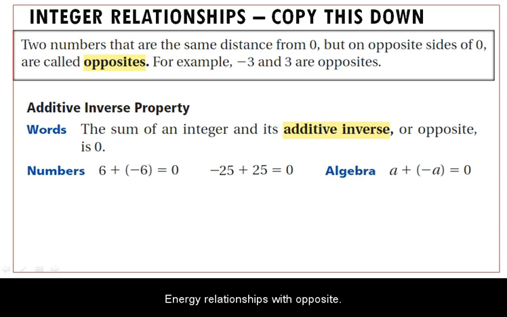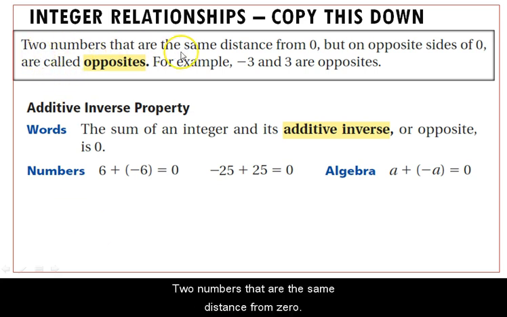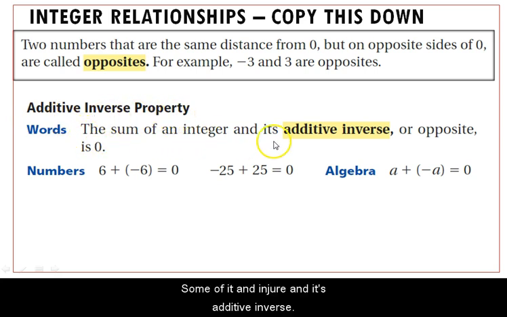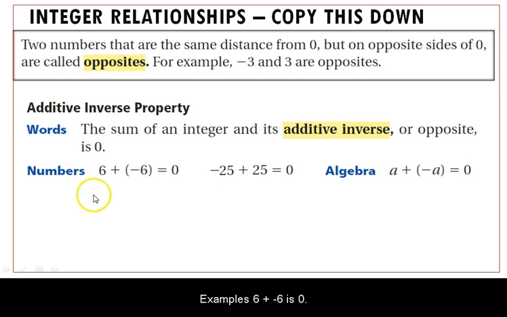Integer relationships with opposites. 2 numbers that are the same distance from 0, but on the opposite sides of 0, are called opposites. For example, -3 and 3 are opposites. We call this rule the additive inverse property. The sum of an integer and its additive inverse, or opposite, is 0. In these examples, 6 plus -6 is 0. -25 plus 25, also 0. So with algebra using variables, a plus -a equals 0.